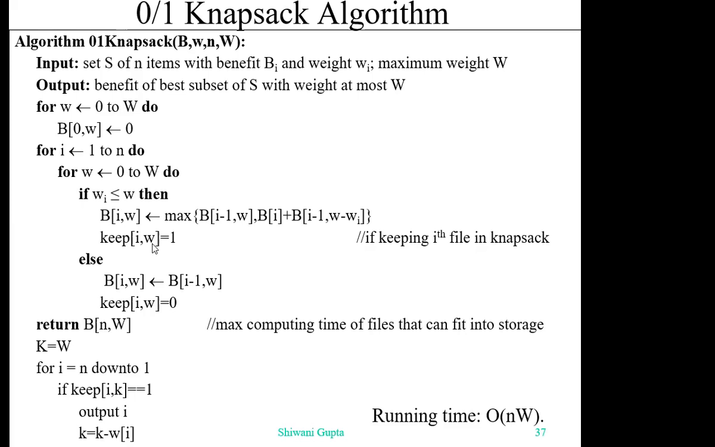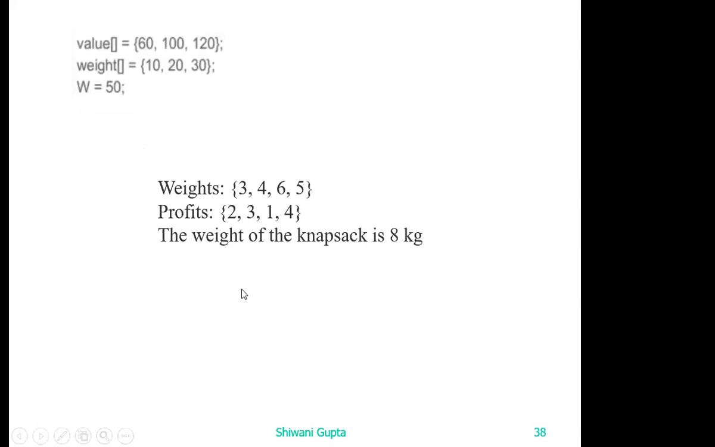But in some cases, as we had seen in one of the examples, the capacity will not be full. So why is the running time n into w here? Because this is a matrix which is to be filled, there are n rows and capital W columns. That is simple. So I hope people have understood 0-1 knapsack.